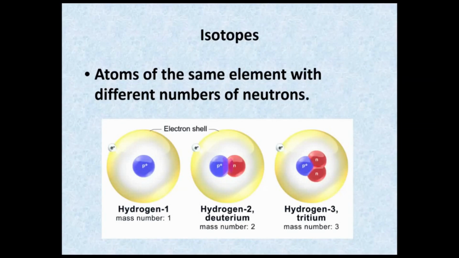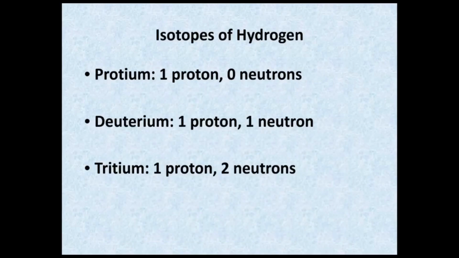So for example, here we have hydrogen 1, which has a mass number of 1 because it has 1 proton. Then in the next one, we have hydrogen 2, which has a proton and a neutron. And then hydrogen 3, which has a proton and 2 neutrons. They all have only 1 proton, so that still makes them hydrogen, but they have different numbers of neutrons. So here we can see there are different names for those isotopes of hydrogen: protium, deuterium, and tritium.